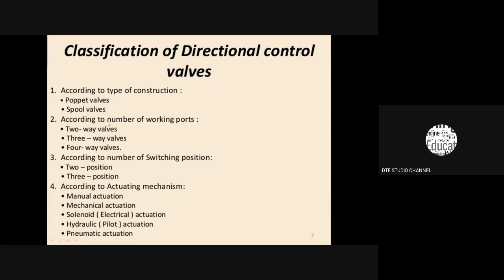According to the number of working ports, usually the working ports are connected to the ends of the cylinder. Depending upon the number of ports made on the DC valve body, they are classified into 2-way valves, 3-way valves, and 4-way valves. According to the number of switching positions, 2 position and 3 position.